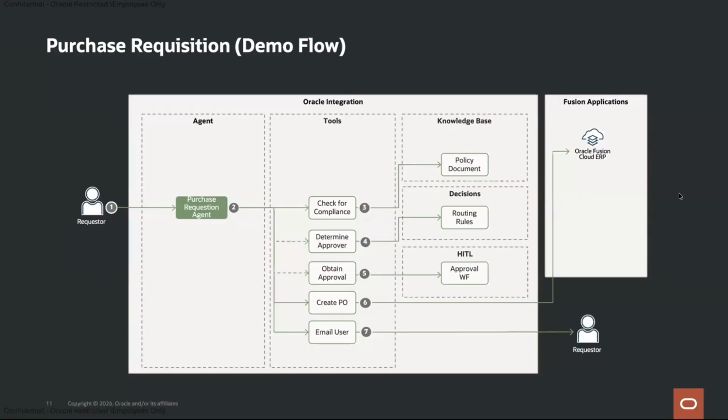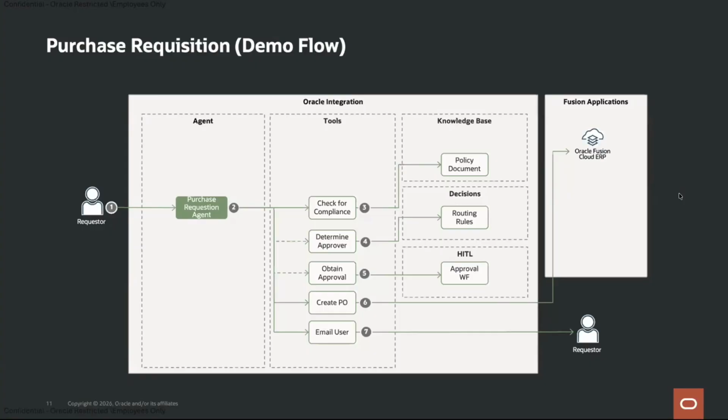So this policy document will tell our agent what our company rules are. The second tool that we've given our agent is the ability to determine who it should assign a human in the loop action to if approval is required according to the company rules. So we'll use a decision service for that. And then we'll also execute on the HITL by assigning that task. So we'll show the new HITL capabilities there.